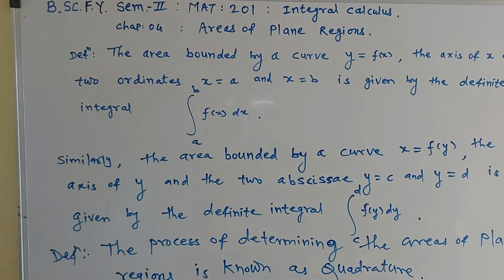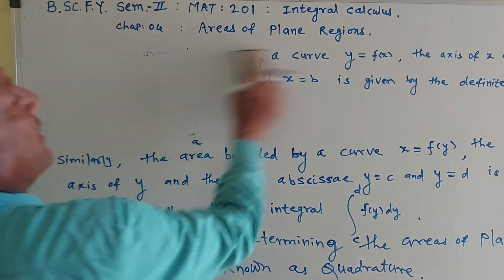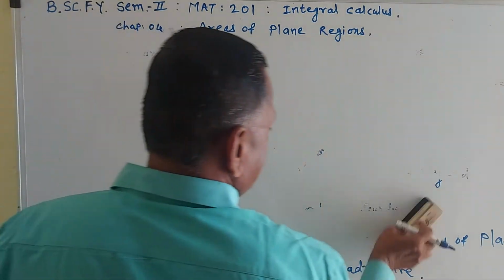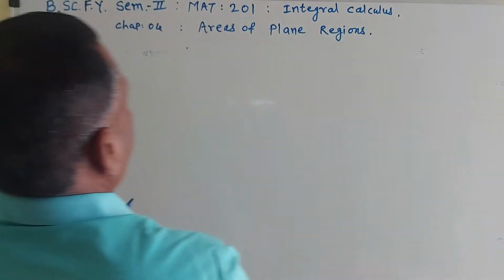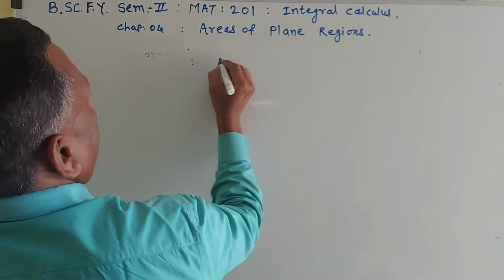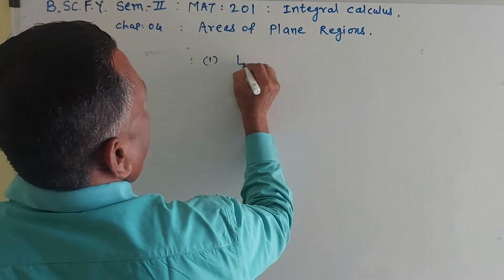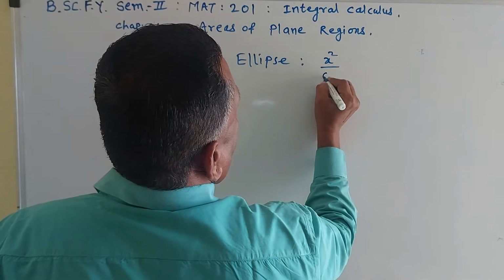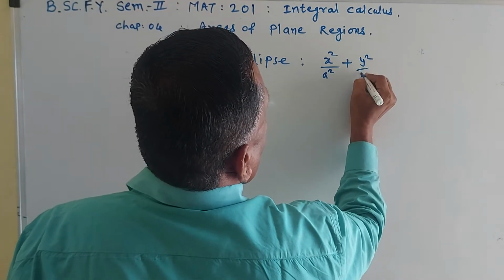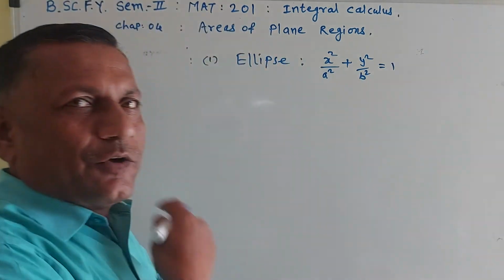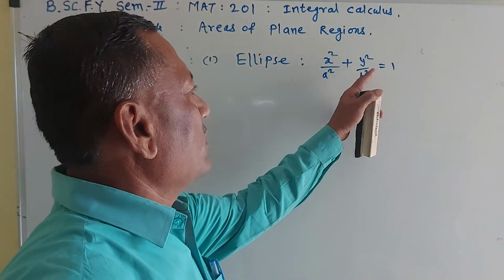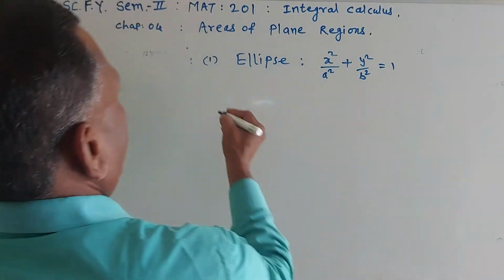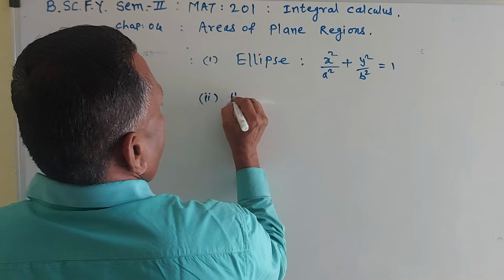Now we see one example. But what is the standard equation of ellipse? The standard equation of ellipse is x square upon a square plus y square upon b square is equal to 1. If you are asked to find the area bounded by the ellipse, you convert it in terms of y or in terms of x. Then what is the equation of hyperbola?